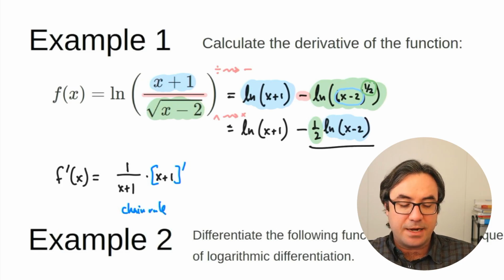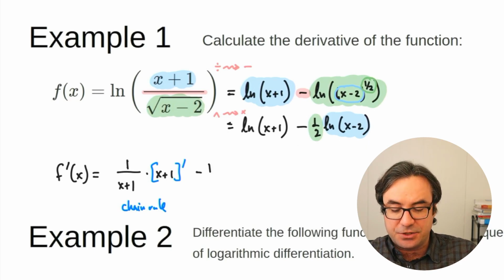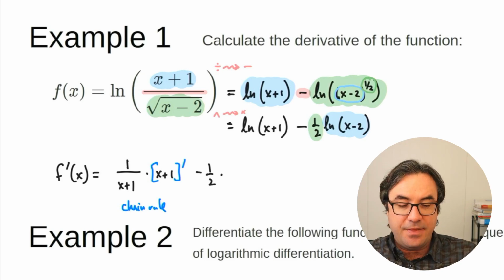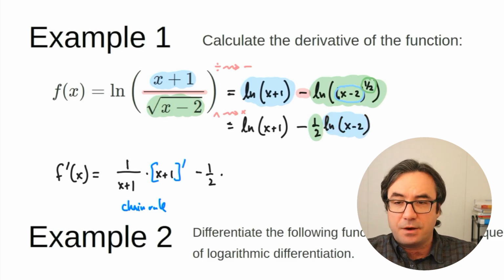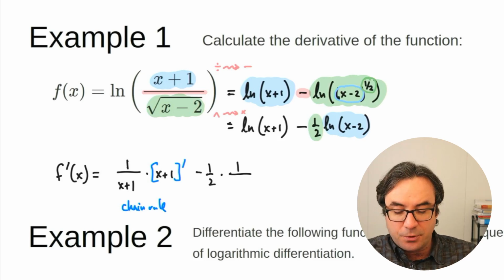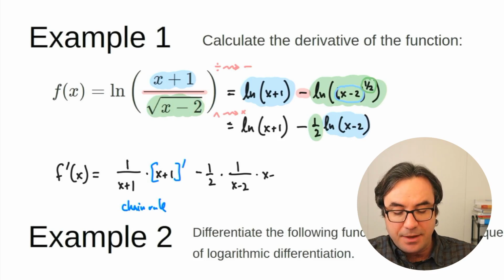And then we go on to our next term. We have a minus 1/2, which is just a constant, so that's going to stay there in front. And then this natural log term is a composite function, so we differentiate our way through the log function. We take the reciprocal of everything that's inside the log function, so 1 over x minus 2. And then we multiply by the derivative of x minus 2. So again, another chain rule here.